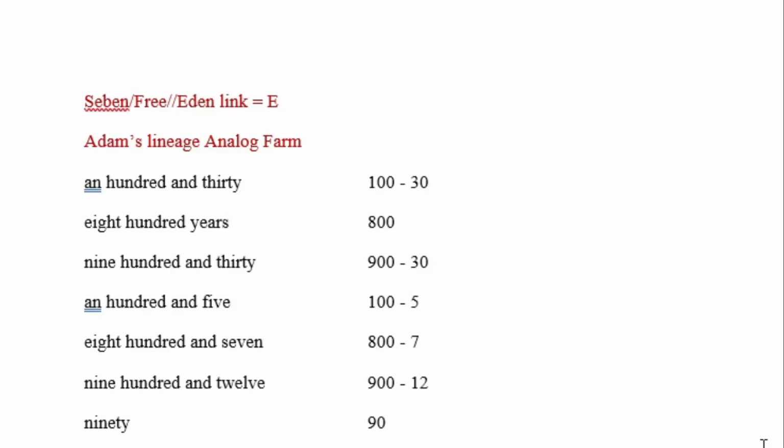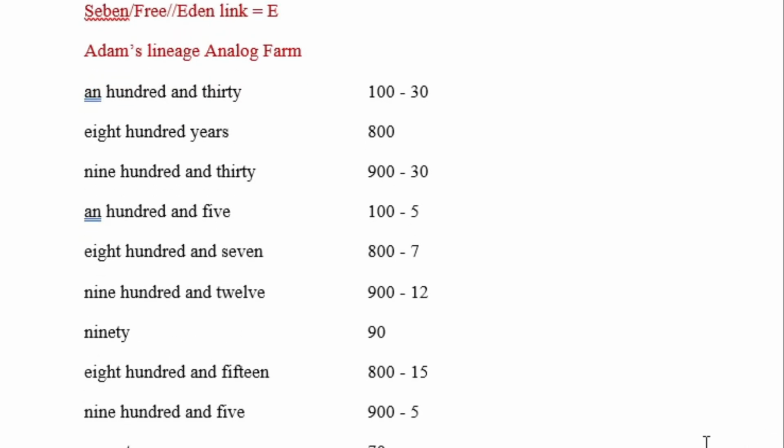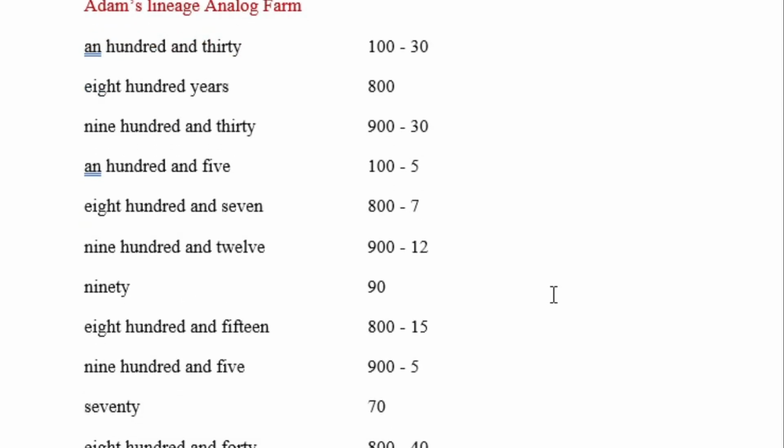All right, take a look here. This is how crazy I got with it, and we're going to back up a little bit, and I'm going to show you where I got here. But look at this. Okay, this should not look familiar to anyone, but these are the numbers in Genesis and what I did with them. There's a point in Adam's lineage, I call it an analog farm.